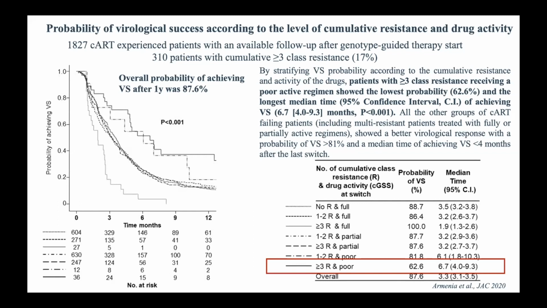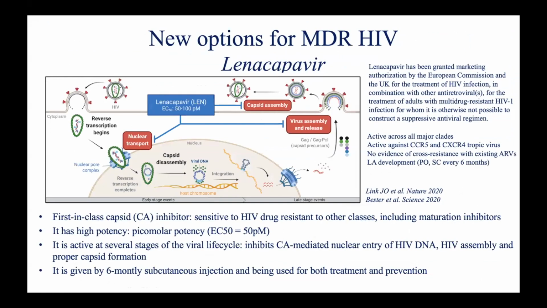while patients that have triple resistance and a poor regimen, so not all the regimens were really fully active, you see that the probability of reaching virological success was 62%. Overall, 87% of the patients achieved virological success after 1 year following a previous failure.